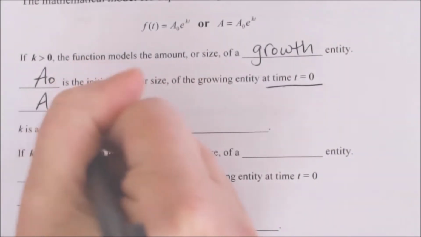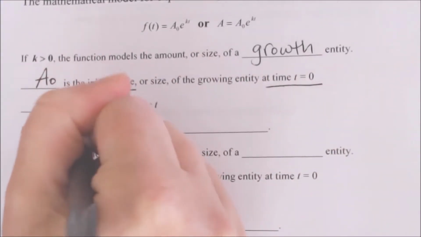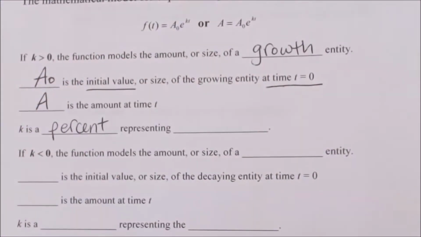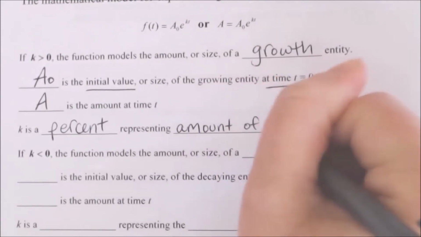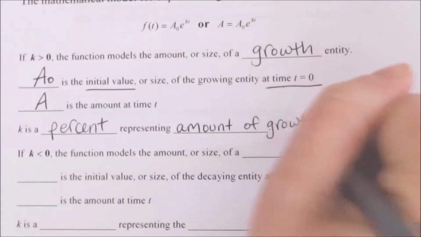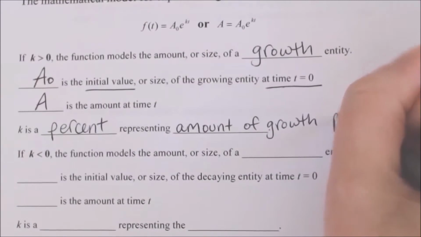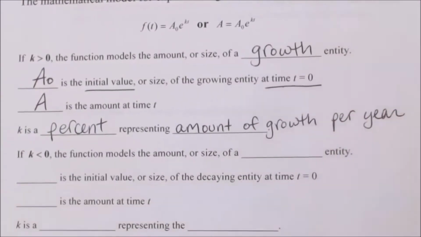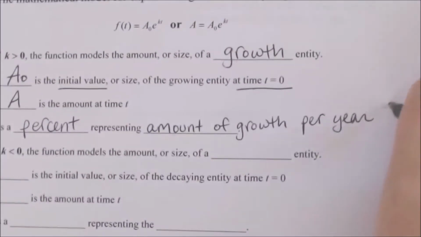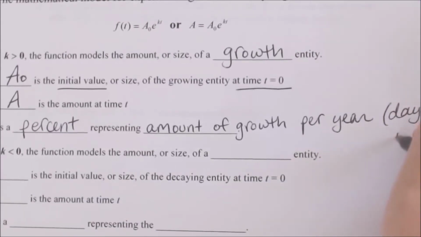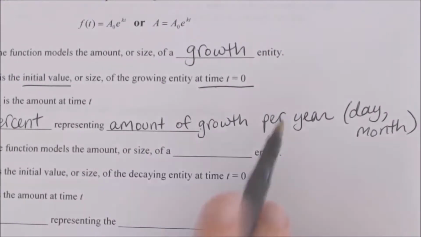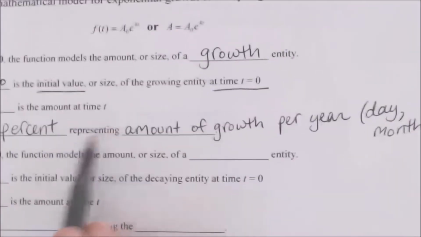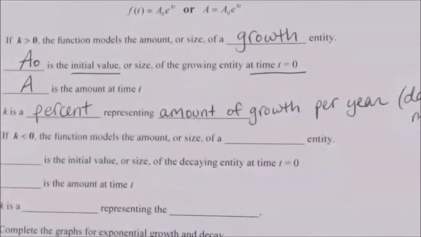K is a percent, so it's always going to be some sort of percent. We're going to be using it in decimal format. That's always a percent representing the amount of growth. So if K is positive, it's a growth entity, so the amount of growth per year. And I say per year, it could be per day, per month, per hour. The unit of time can vary depending on what the application is, but per whatever the unit of time is. K is that percentage of growth, okay?